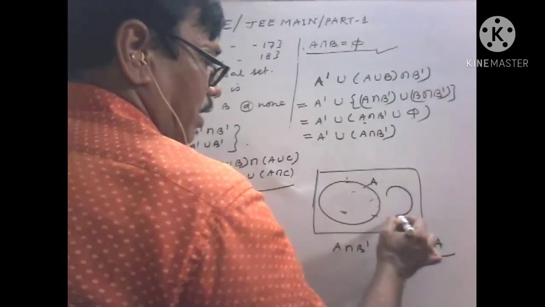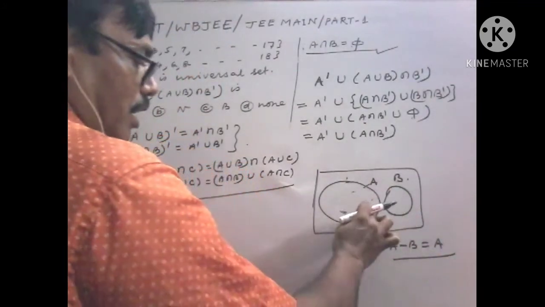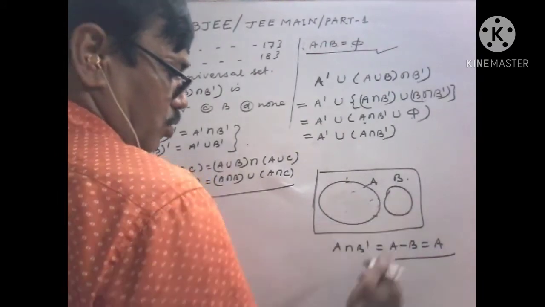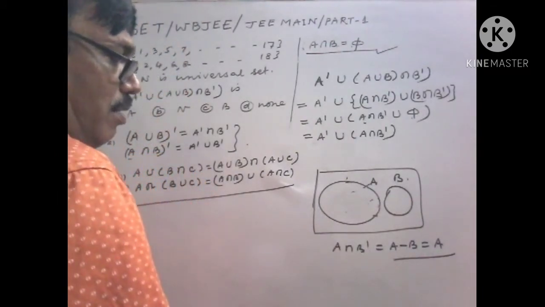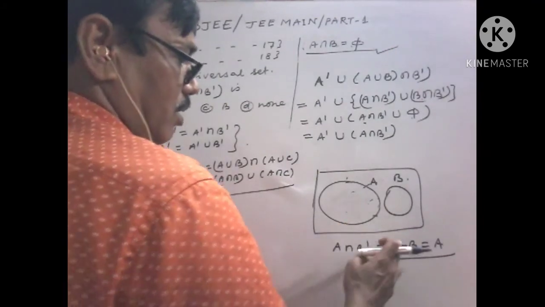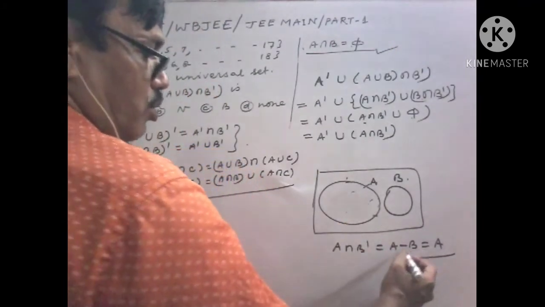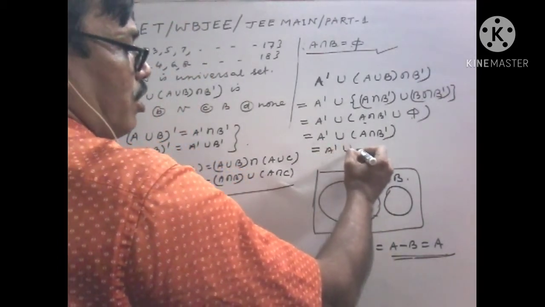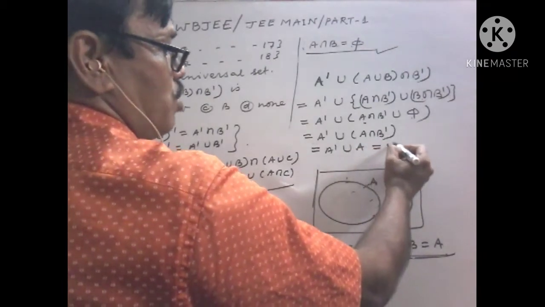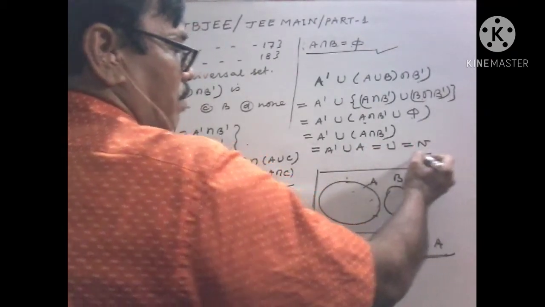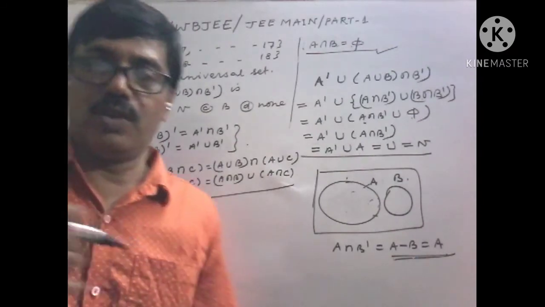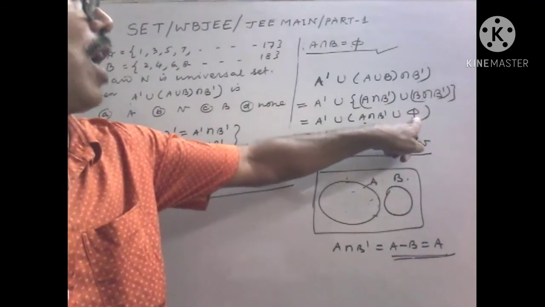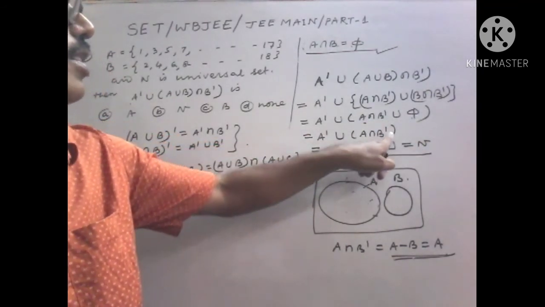Now listen, if A intersection B equals phi, there is no common part. Actually this will be the figure. A intersection B equals phi, that is there is no common part. So A intersection B dash equals A minus B equals A. So we can write it as A dash union A. So this is the universal set and it is given by n. Now listen again. So this is A intersection B dash union phi. Now this is A intersection B dash.